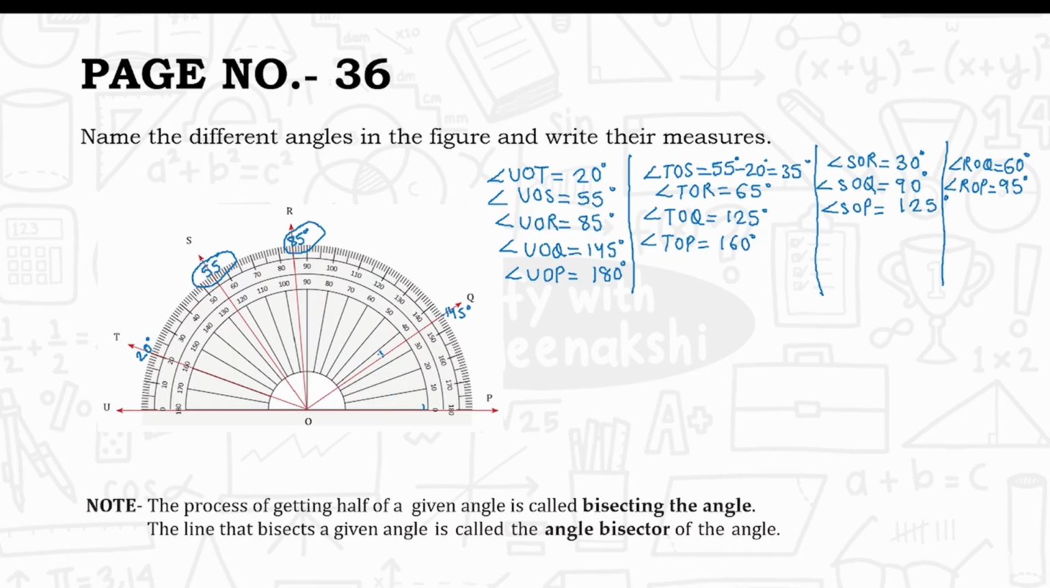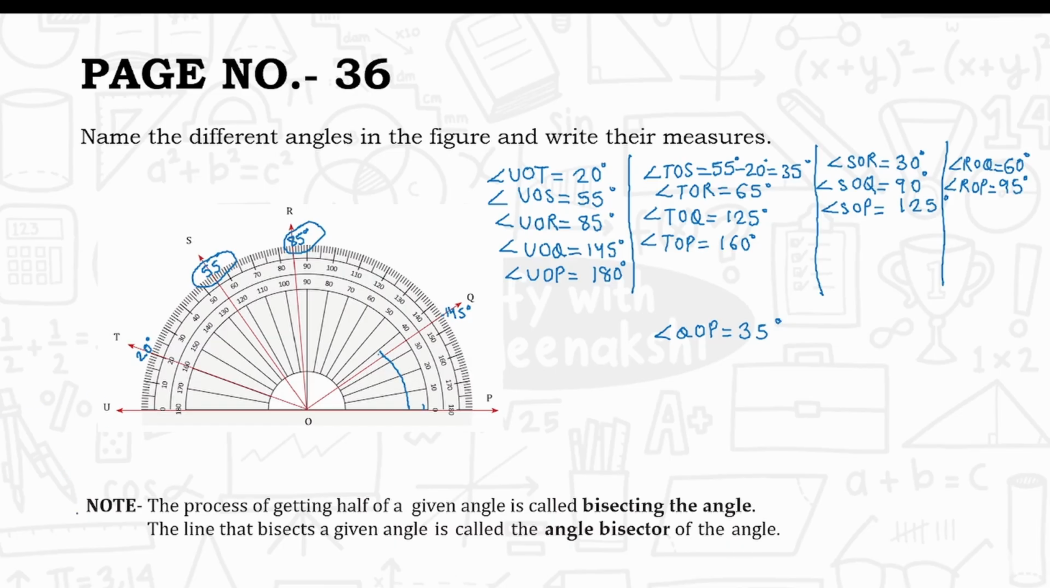Last, we'll start from Q, that is QOP. QOP is 180 minus 145, we can say 35 degree. So these are all the possible angles in this figure.